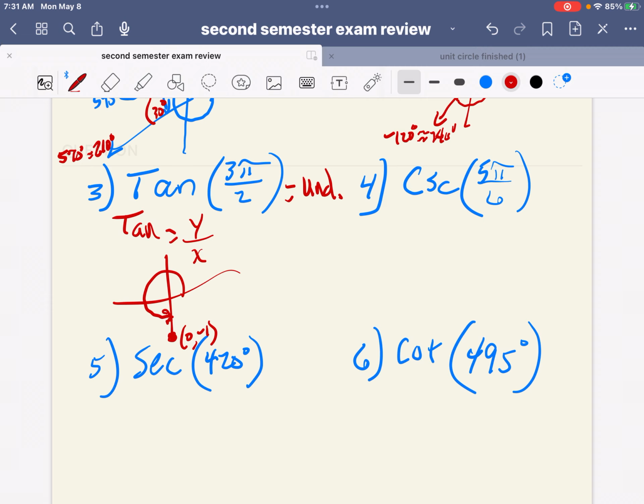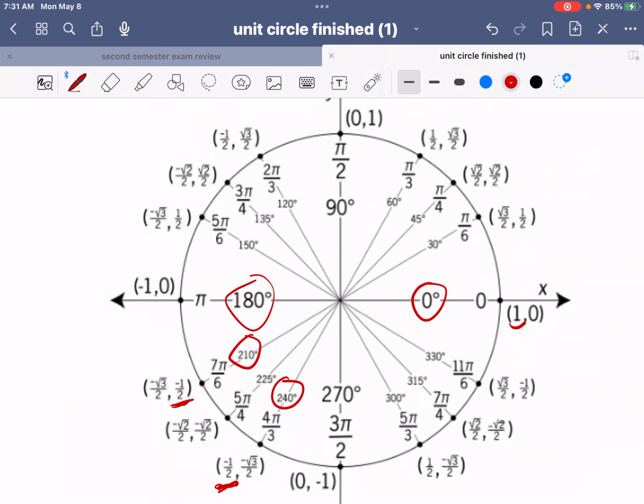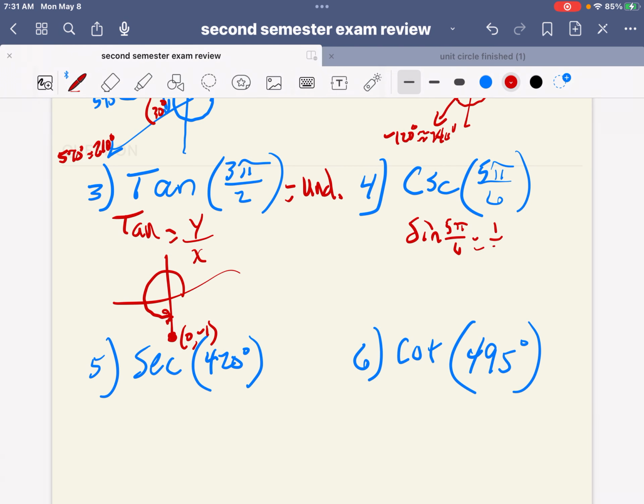The cosecant of 5 pi over 6. Well, what we're going to do is we're going to go find the sine of 5 pi over 6. Well, if I go to the unit circle, the sine of 5 pi over 6 is also a half. So if the sine of 5 pi over 6 is a half, then the cosecant of 5 pi over 6 is the reciprocal of that, so 2.